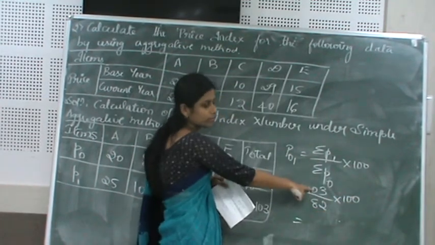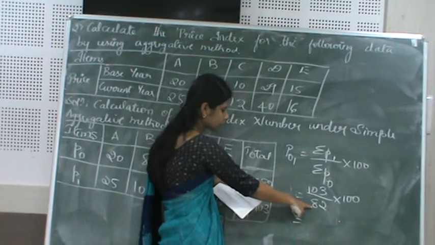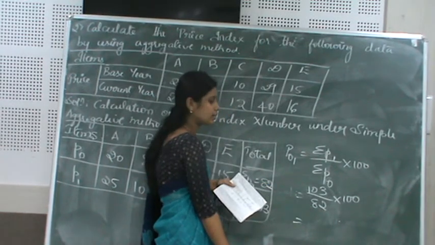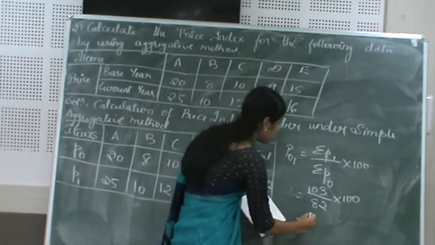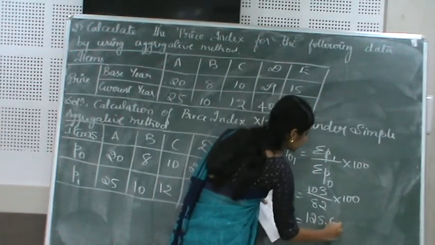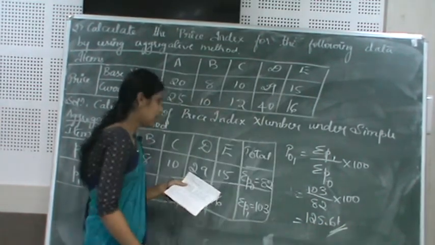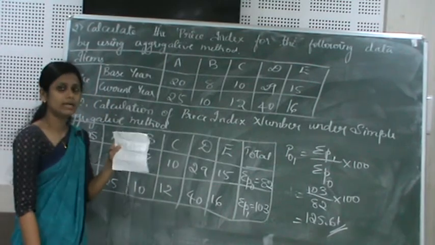So 103 divided by 82 is 1.2561. When you multiply it with 100, it will be 125.61. So this is the price index number. But here they have not asked to comment on the result.